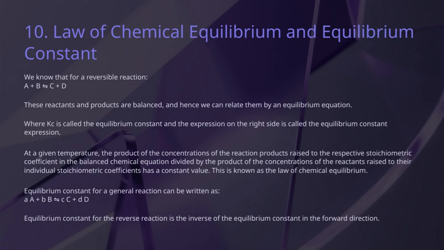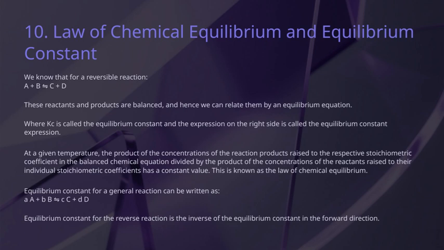The term Kc is used to denote this equilibrium constant, and the expression on the right side, the ratio we just described, is known as the equilibrium constant expression. Because the reactants and products are balanced in the chemical equation, we can relate their concentrations through this equilibrium expression, which helps us understand how the reaction behaves under different conditions.